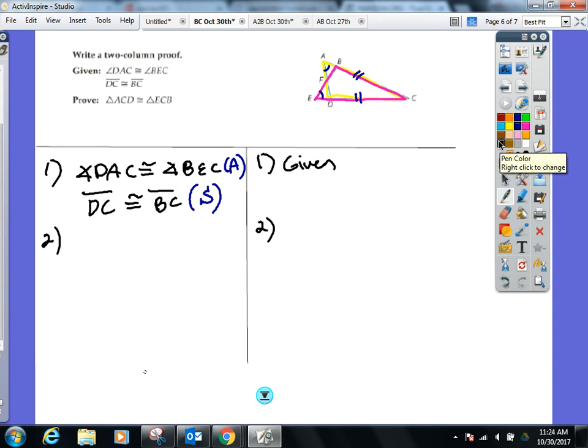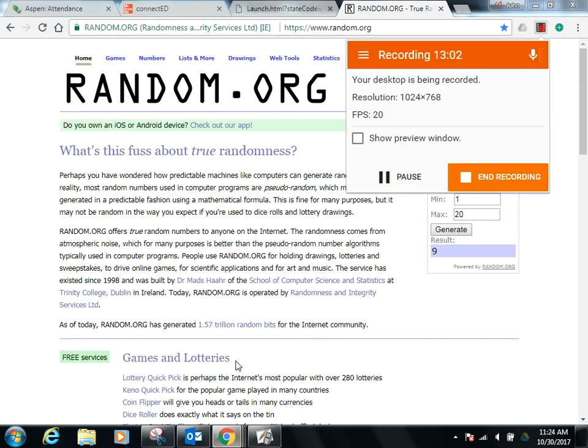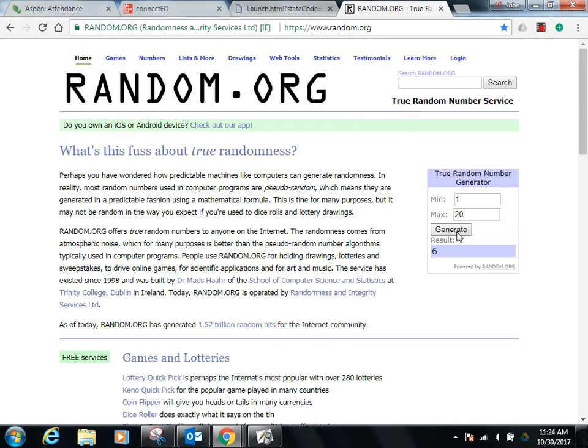I'm going to give this one away right from the get-go, so I'm not going to force you to look for it. You guys are so used to using reflexive for a common side. It can also be used for a common angle. Reflexive can also be used for angles. Do you guys see a full angle that both triangles share in that diagram? Not a partial one, a full angle both of those guys share. And it would be, who's got 6?